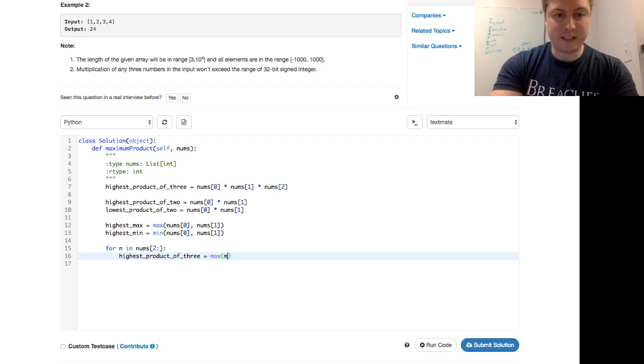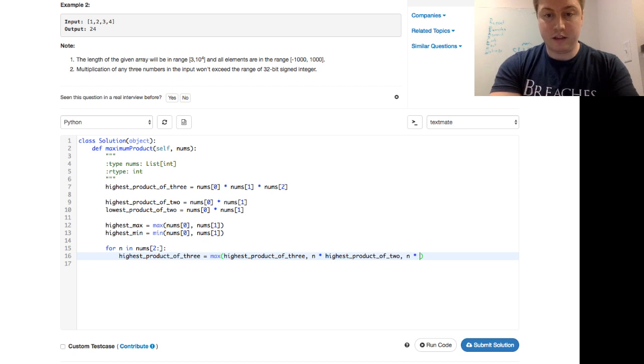But like we said, it's the max of the highest product of 3, and n times the highest product of 2, and also n times the lowest product of 2.